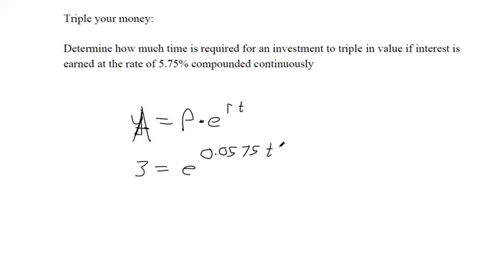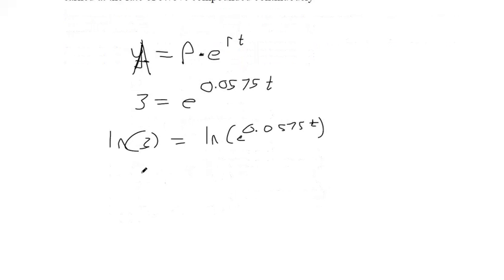It's in the exponent position, so use a logarithm to get a variable down. Take a logarithm of both sides, and remember that notation is not ln times 3, okay? That's the natural log. 0.0575t. And the whole reason we did this is because there's a property of logarithms that says any exponent inside your argument can come down and multiply, and now it's not in the exponent position anymore. Now we can solve for t.